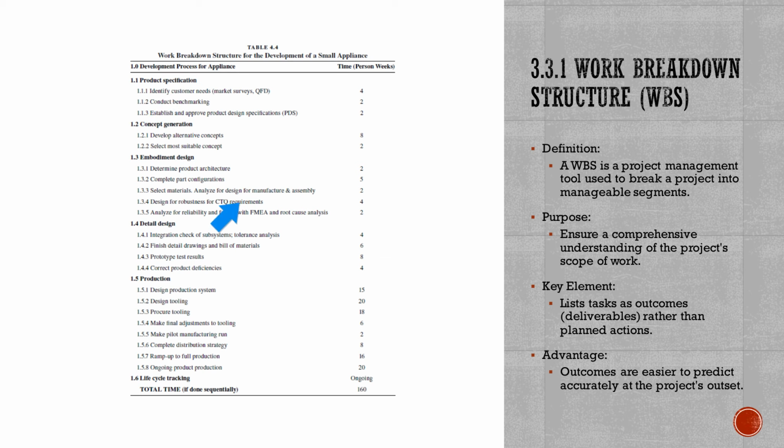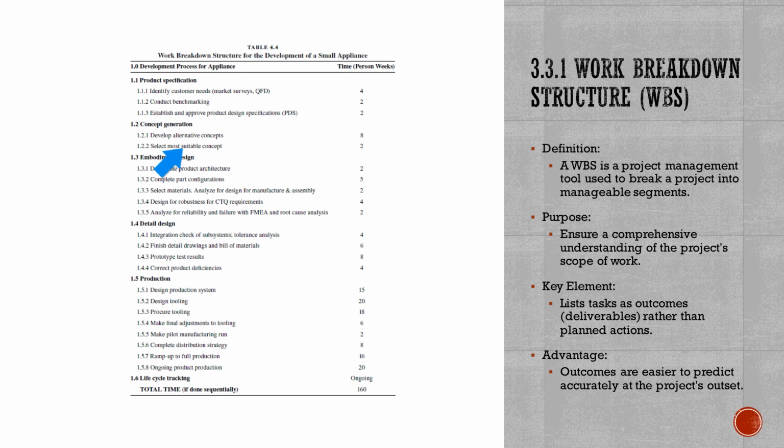And then let's say we go into the detailed design also. For example, the detailed design process has four activities: integration, check of subsystem, tolerance and analysis, finish detailed drawing and build bill of material, prototype, test result, and correct product deficiencies. So this is how we break down the structure.